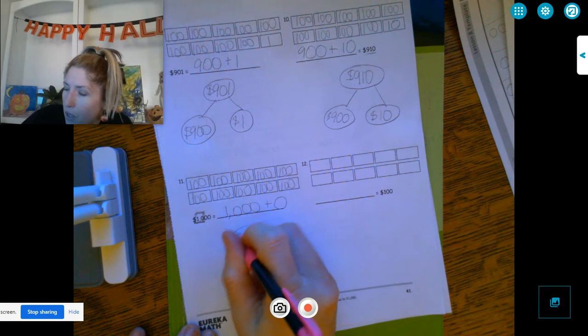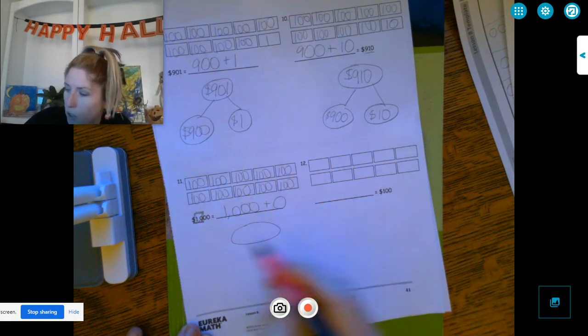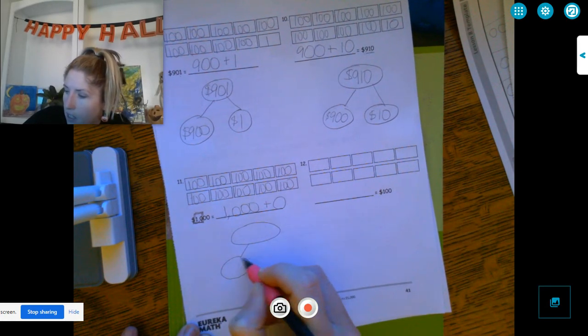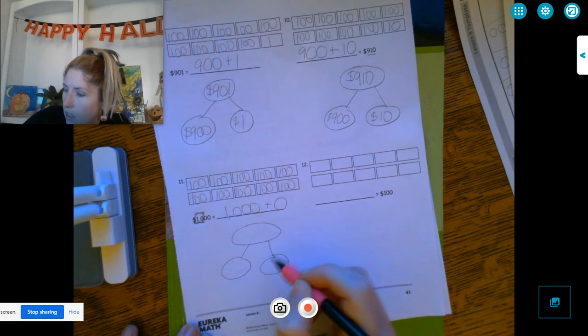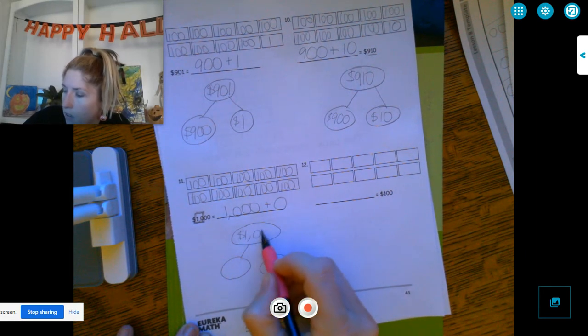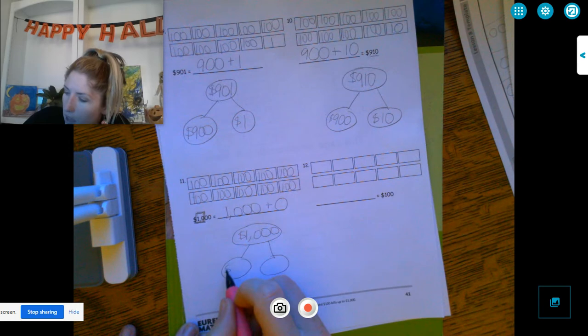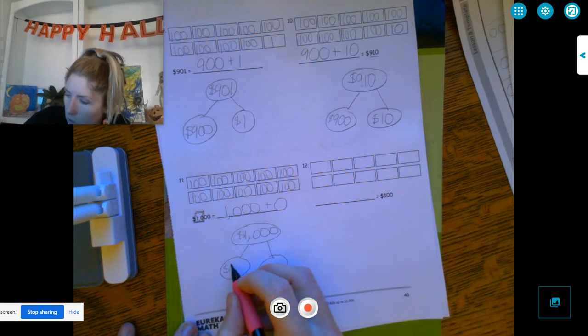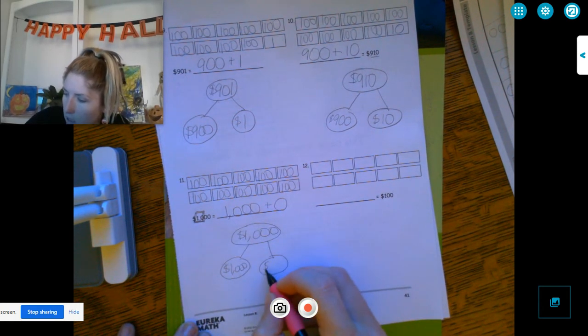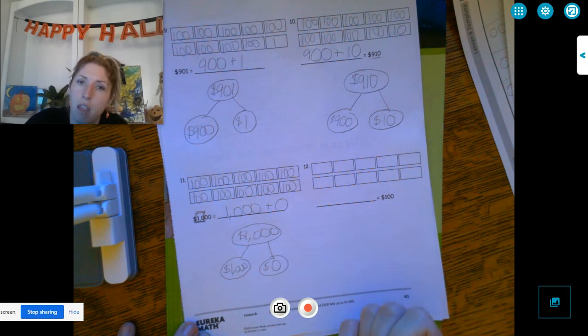Okay. So here's our whole. It needs to be a long oval so we can fit it. And here's our parts. And we're going to do 1,000 as our whole. And then our parts will be 1,000 and 0. So 1,000 and 0. Okay.